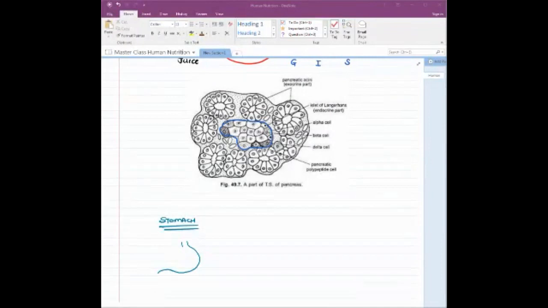Okay, so guys, what we are doing is, we are seeing that the stomach is something like this. What I am going to do is take one small portion. This small portion from the stomach, this region.